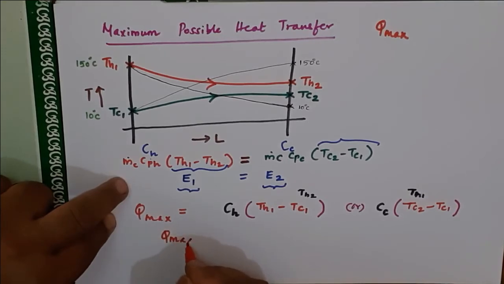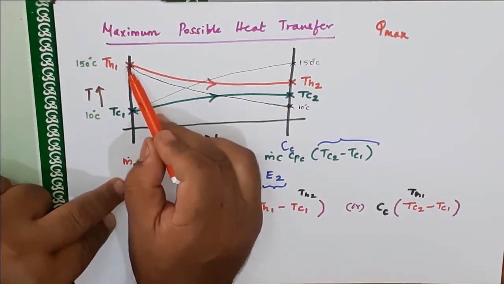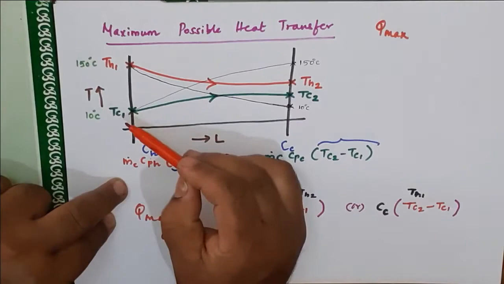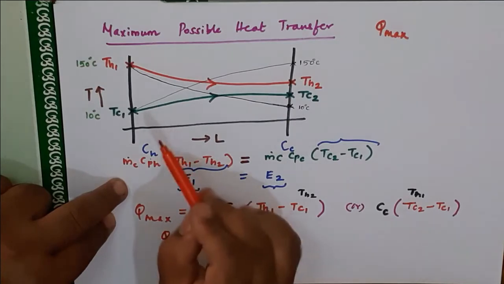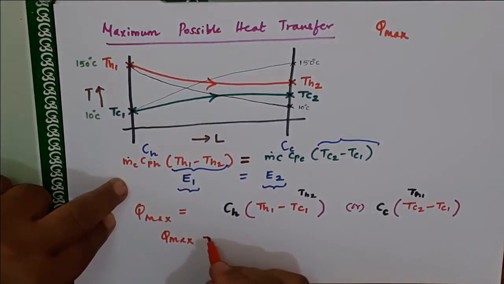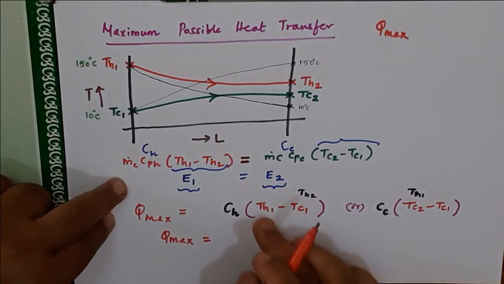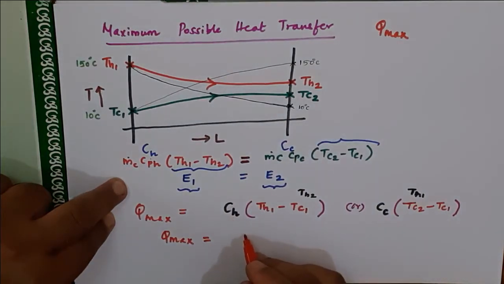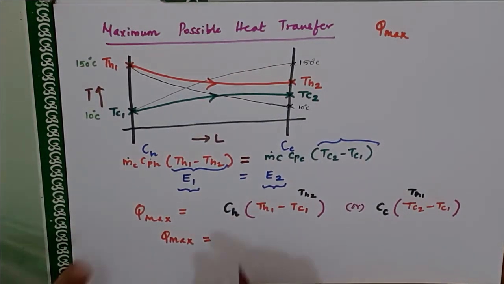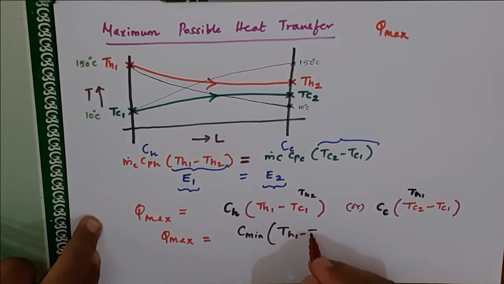So now Qmax. What can happen here: either the hot fluid can decrease from 150 to 10 degrees, or the cold fluid can rise from 10 degrees to 150. Either of the fluids only can undergo the maximum temperature change. Only one of the two fluids can experience the larger temperature difference. So if the hot fluid drops from 150 degrees to 10 degrees, this C should be minimum. In that case you can write it as C minimum into TH1 minus TC1.